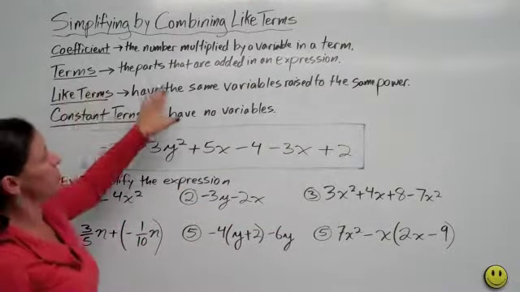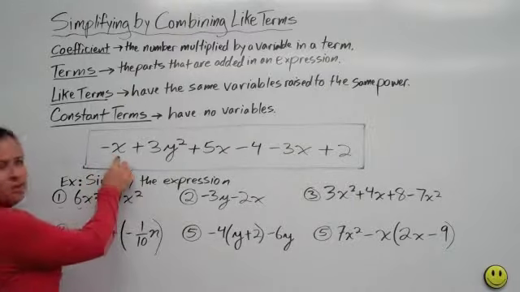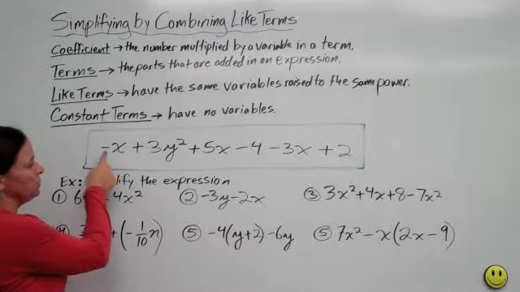So what we mean by coefficient is it's the number in front of the variable. This one's a tricky one because you have a negative there.